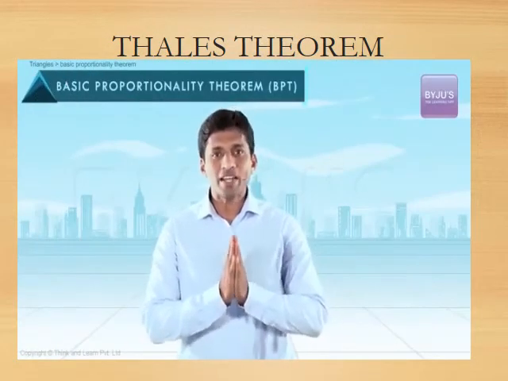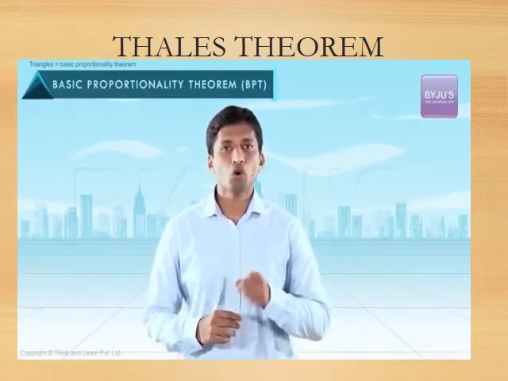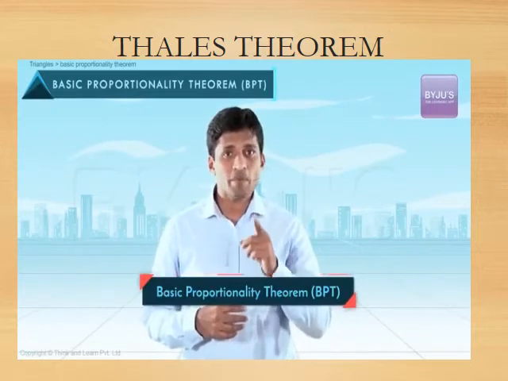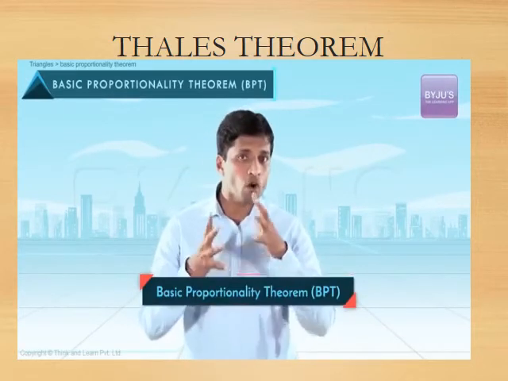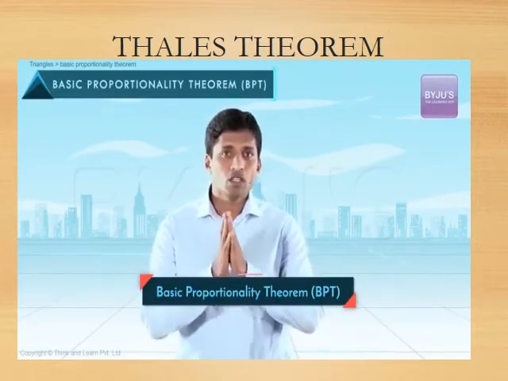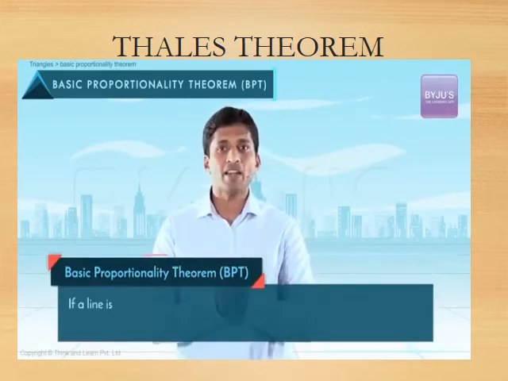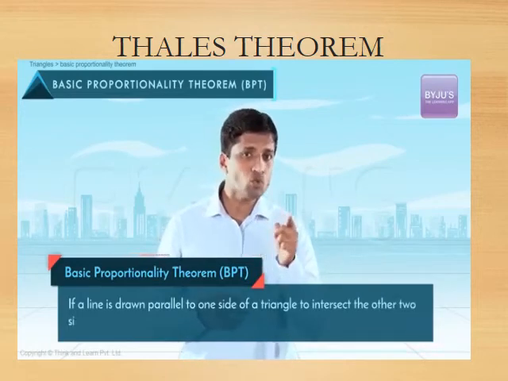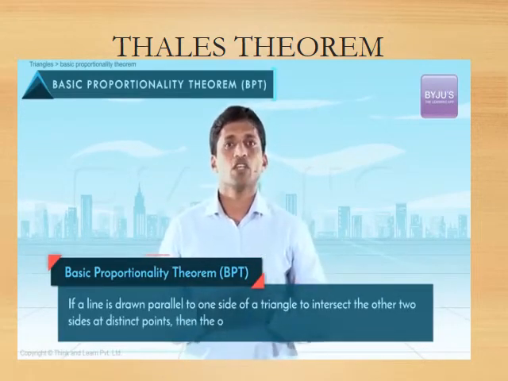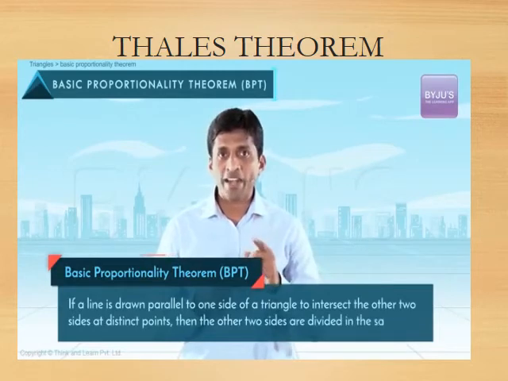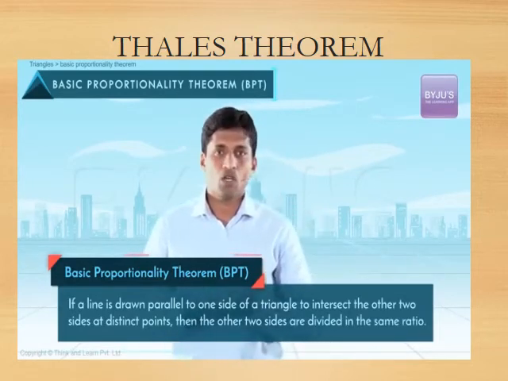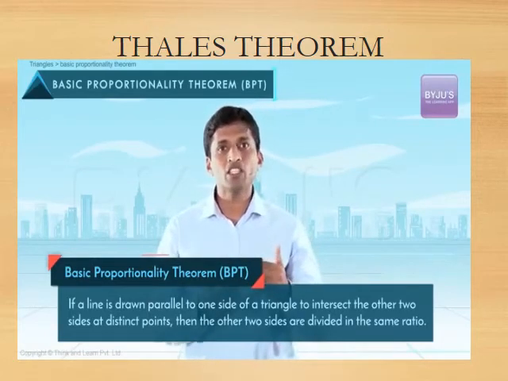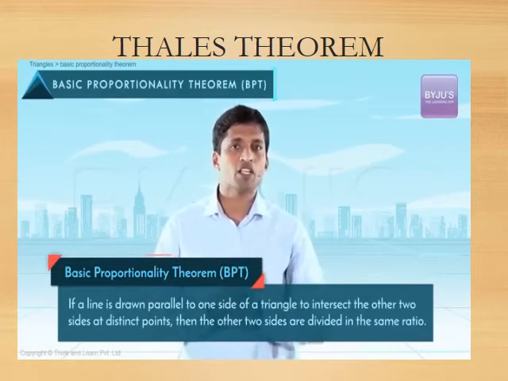Now, to understand similarity criteria, it's very important to know something called basic proportionality theorem. So let's try stating basic proportionality theorem in words first, as given in the book. If a line is drawn parallel to one side of a triangle to intersect the other two sides in distinct points, the other two sides are divided in the same ratio. Now, there's absolutely no point in memorizing it like that. You will get an understanding the moment you visualize this particular statement.